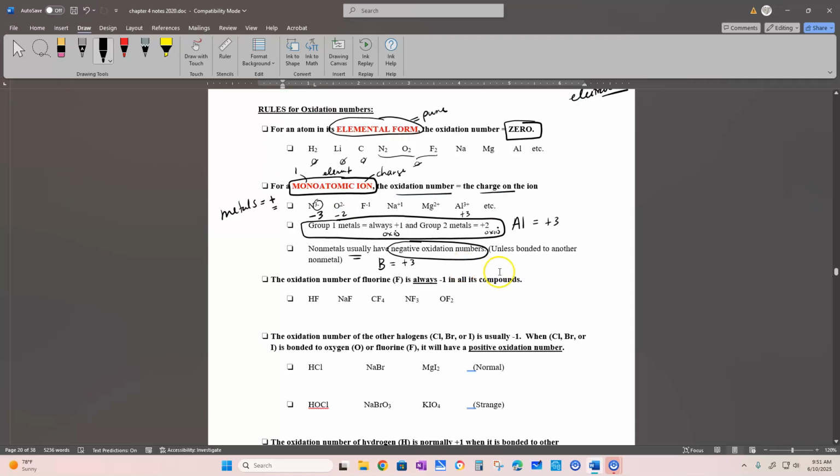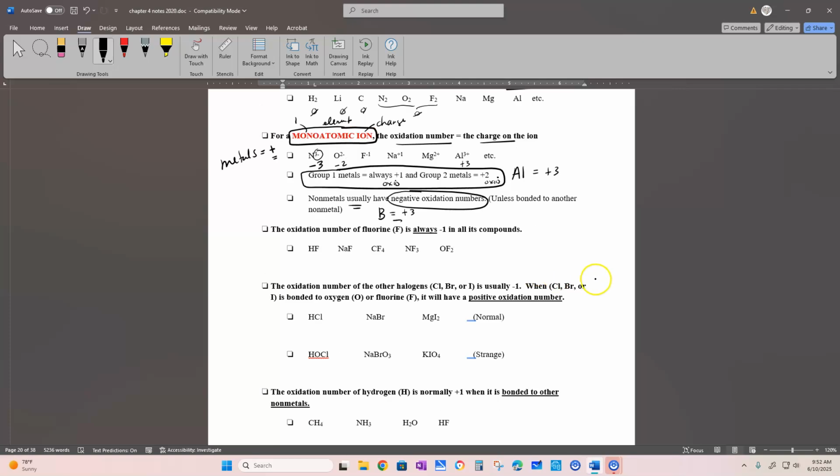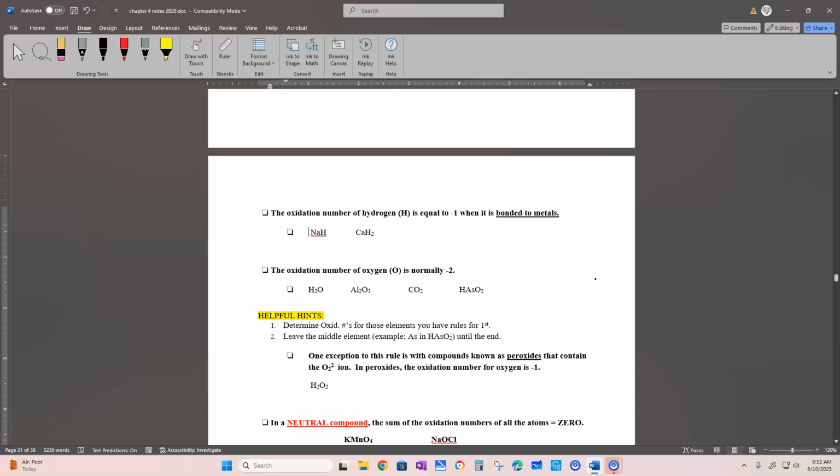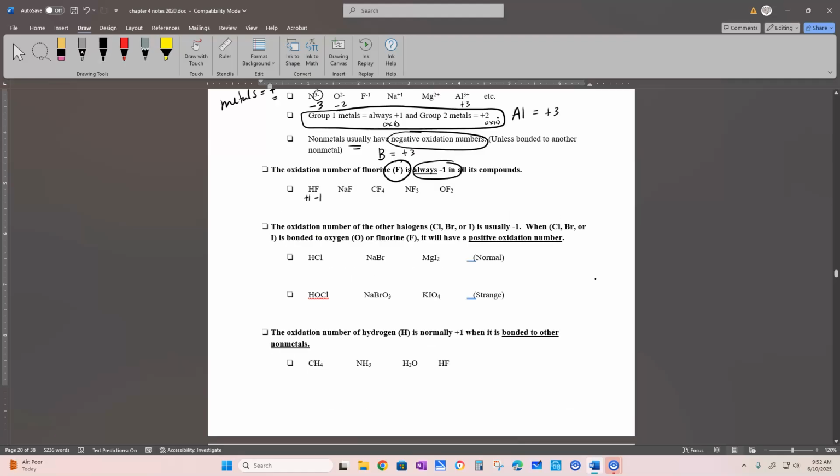Now we've got some rules about particular elements. Fluorine, always -1. Let me show you what I mean by that. Fluorine is -1. That means this hydrogen has to be +1. And the rule that's coming is that for neutral compounds, the oxidation numbers have to equal 0, just like when you're doing your crisscross balancing. Same thing. Fluorine's -1, so sodium has to be +1. This fluorine is -1, but you have 4 of them, so it has a total of -4. So that must mean carbon is +4.